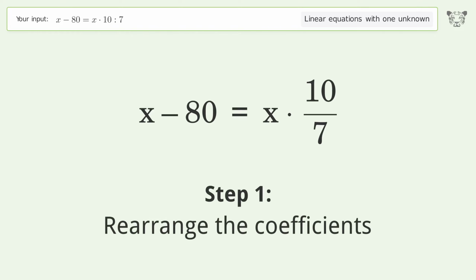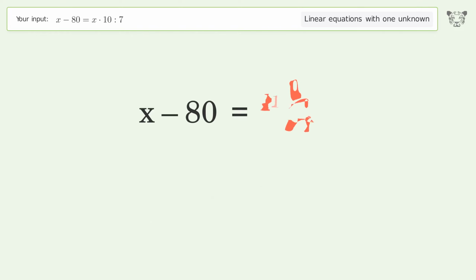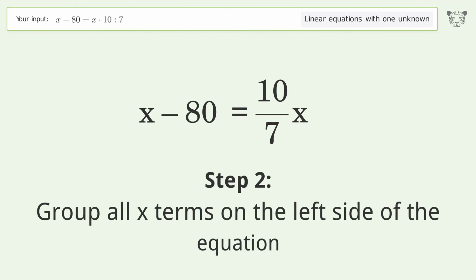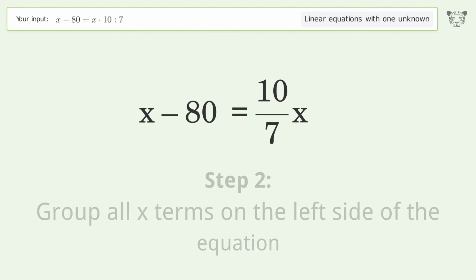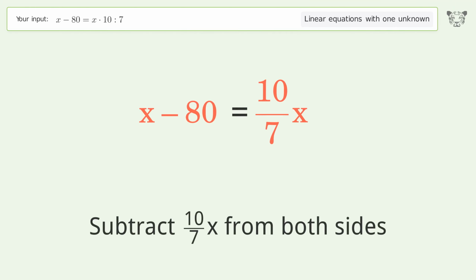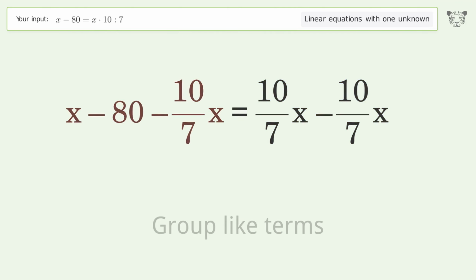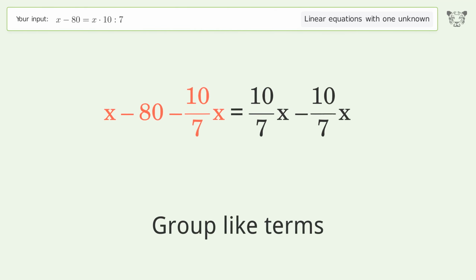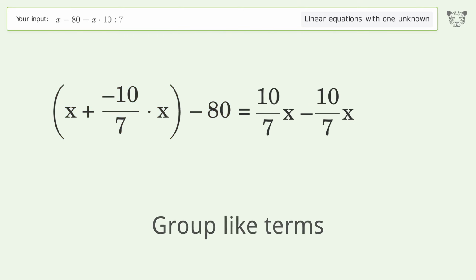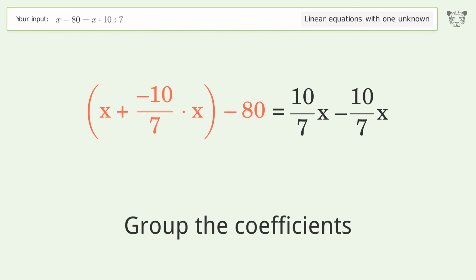Rearrange the coefficients. Group all x terms on the left side of the equation. Subtract 10 over 7x from both sides. Group like terms. Group the coefficients.